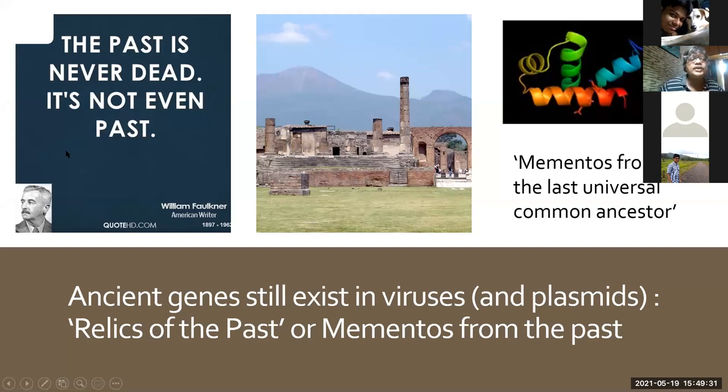This is a very interesting saying, which says that the past is never dead, it's not even past. Whatever there was in the past, we can find their footprints even at the present time, like we find in the case of various relics of the past, like the ruins of Nalanda or Pompeii. So we will now discuss how these viruses and plasmids can be considered as mementos from the last universal common ancestor. If you study these plasmids and viruses, maybe we'll come to know a lot about how life was long, long time back, maybe even how life started, the origin of life on Earth. So I'll give you some examples about these relics of the past.